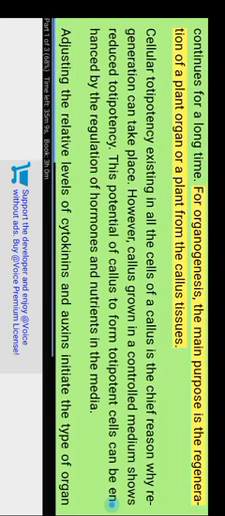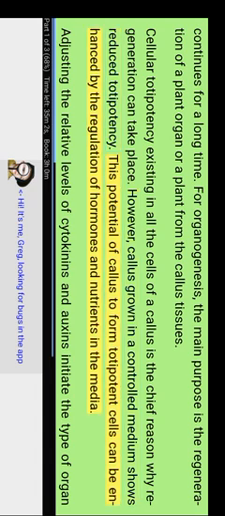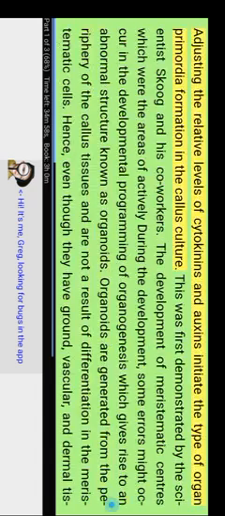For organogenesis, the main purpose is the regeneration of a plant organ or a plant from the callus tissues. Cellular totipotency existing in all the cells of a callus is the chief reason why regeneration can take place. However, callus grown in a controlled medium shows reduced totipotency. This potential of callus to form totipotent cells can be enhanced by the regulation of hormones and nutrients in the media. Adjusting the relative levels of cytokinins and auxins initiates the type of organ primordia formation in the callus culture.